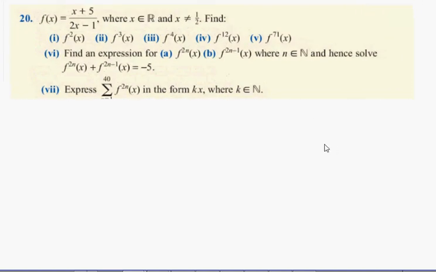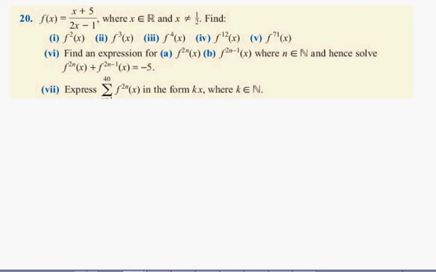So, in question 20, f of x equals x plus 5 divided by 2x minus 1, x is an element of R. Why is x not allowed to be a half? It's going to be x plus 5 over 0. It'd be 2 times a half minus 1, which is 1 minus 1. The bottom can never be 0. That's why it's not allowed to be a half.